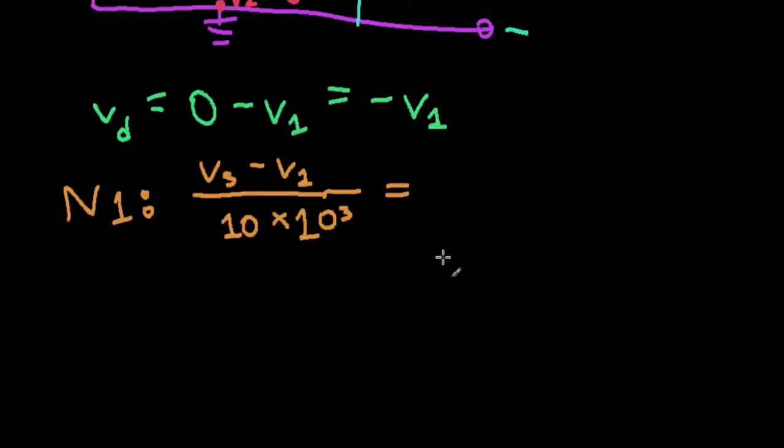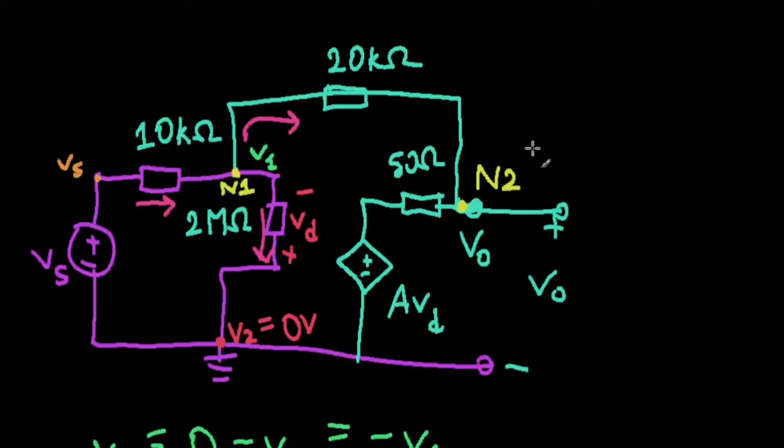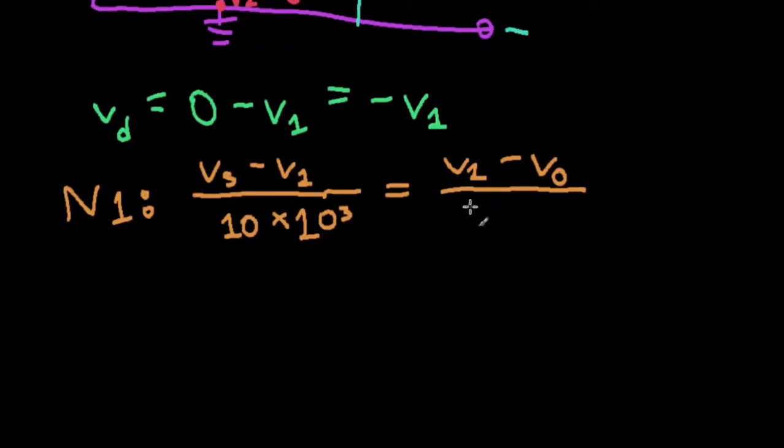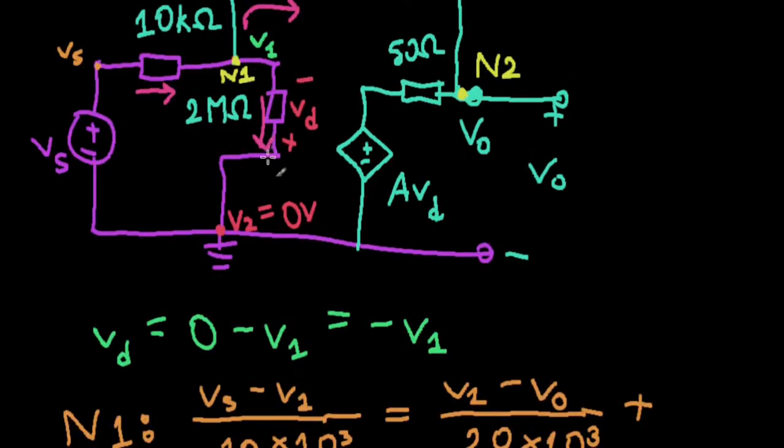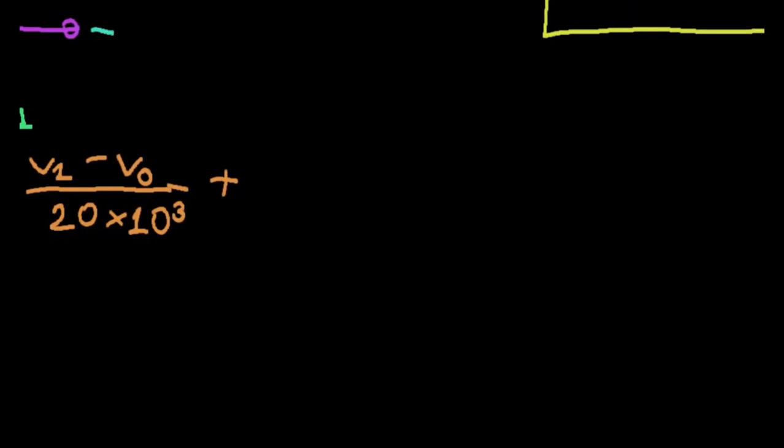So V1 minus VO. I'm sorry if I ever said that this is V0. This is not V0, this is V sub O, for output. All right, divided by a resistance which is 20 kilo ohms, 20 times 10 to the 3, plus we have another current, this one, which is exiting here. That's V1 minus V2, but V2 is 0. So V1 divided by our resistance, which is 2 mega ohms, so V1 divided by 2 times 10 to the 6. All right, so we have our equation, but let's simplify it a bit.